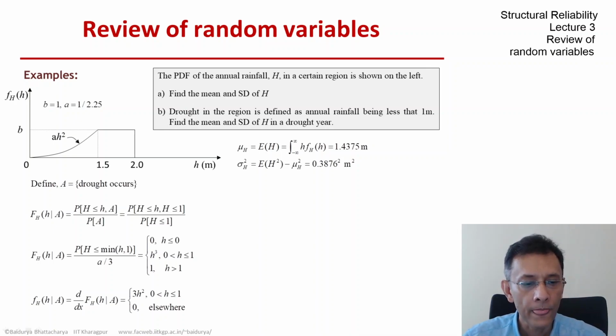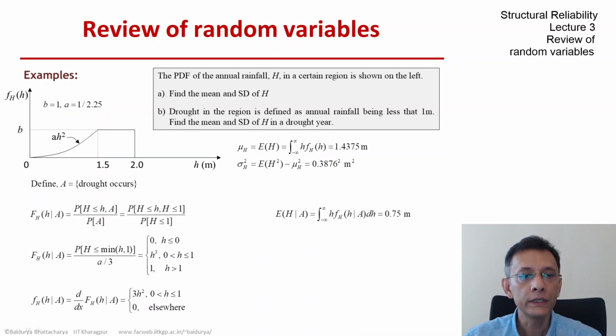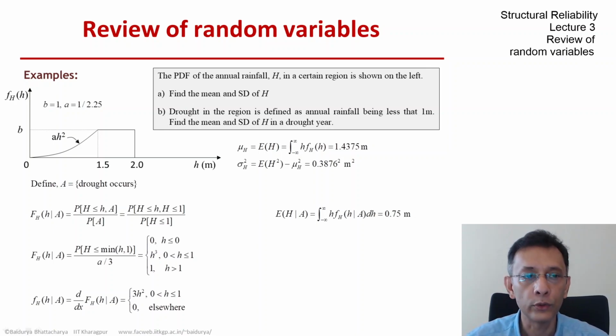And now, as requested in part B, let us find out the conditional mean and the conditional standard deviation. So the first would be just to integrate the conditional density with respect to H, and the number comes to 0.75 meter, which is much less than the unconditional value of 1.44.